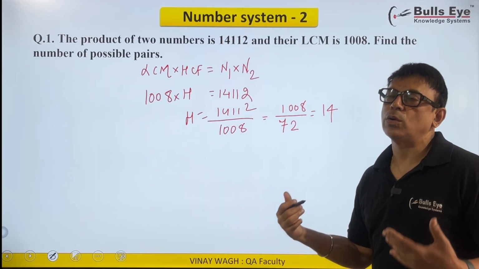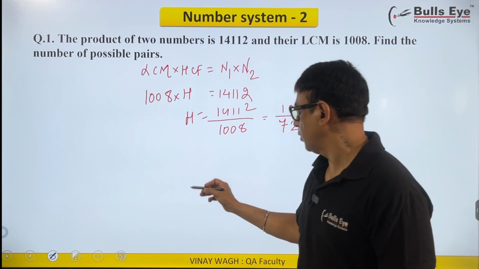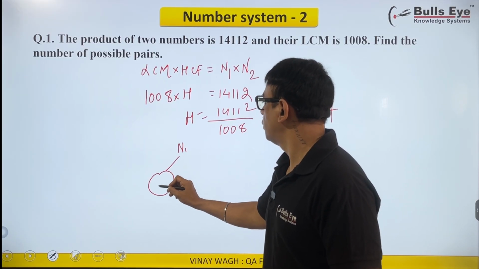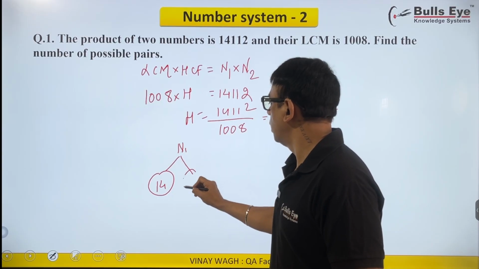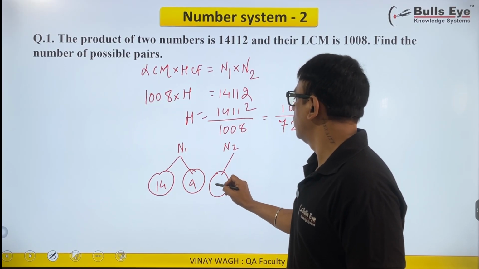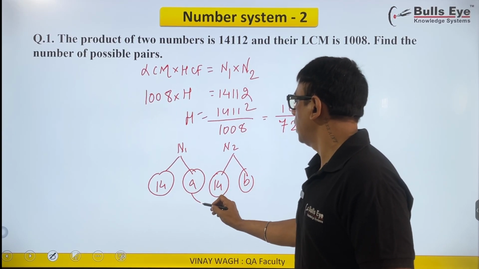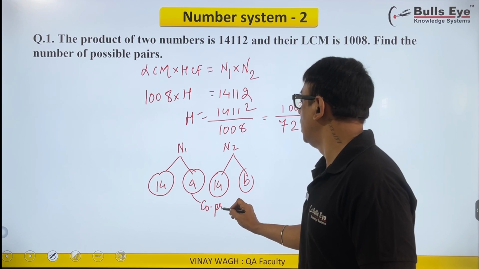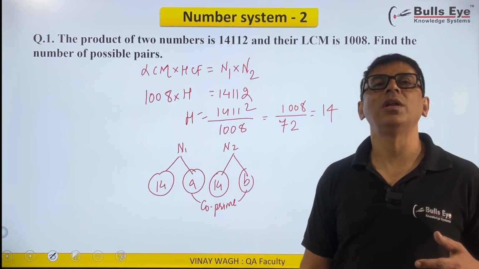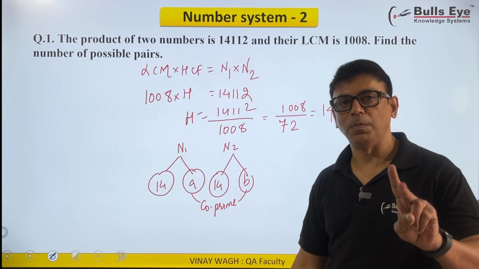We have to find out the total possible ways of getting N1 and N2 in different formats. So, N1 is the HCF which we have found out into some number. Let's say that number is A, and N2 is HCF, which is 14, and some other number, let's say that is B. And remember, A and B should be relatively prime, because if they are not relatively prime, 14 will not act as the HCF, right? So the HCF of A and B should be 1.